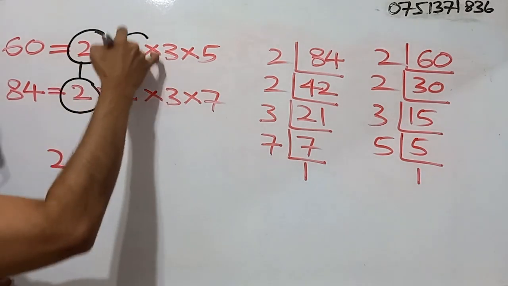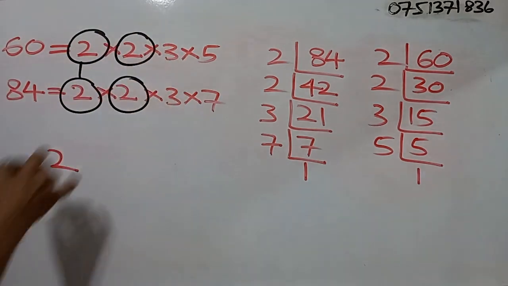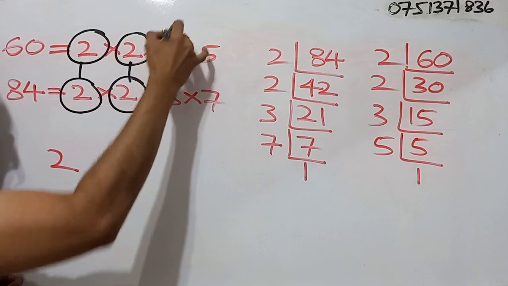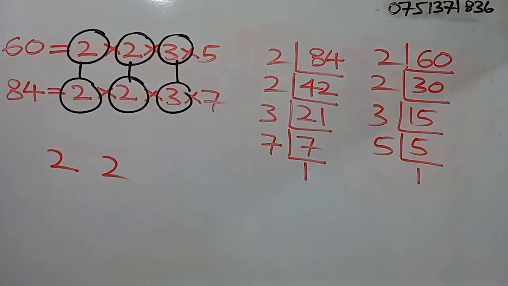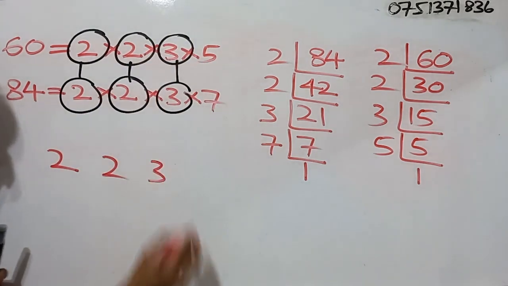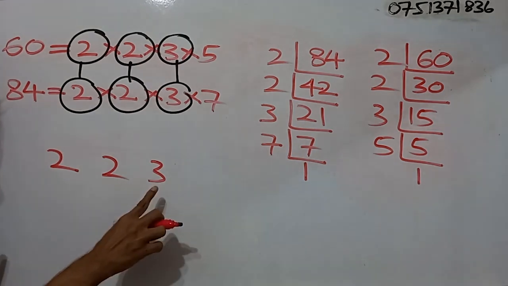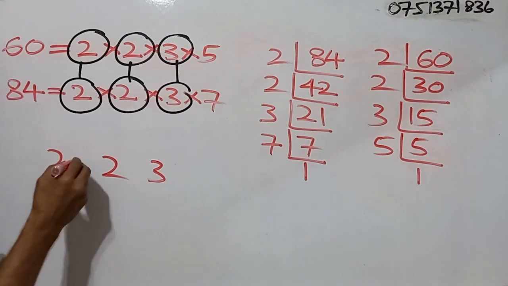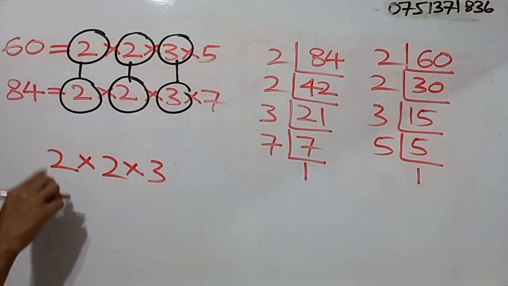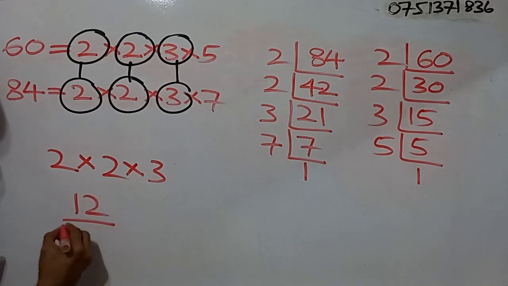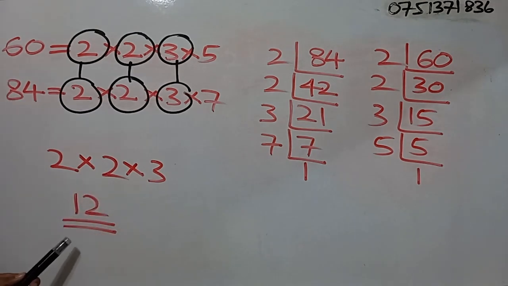Then again we can take 2, right? So again I will write 2. Then we can take what? 3. Then what do we do? We will take the product. That means simply multiply these numbers. So 2 into 2 that is 4. 4 into 3 that is 12. Right. So we get the answer as 12.